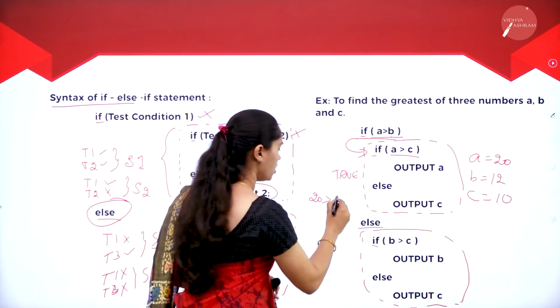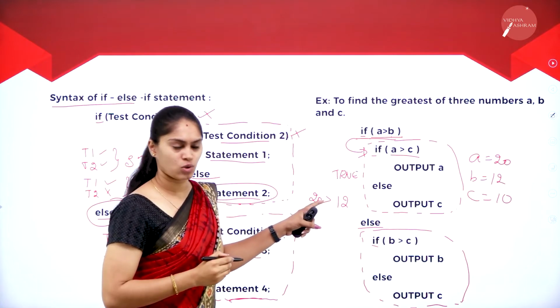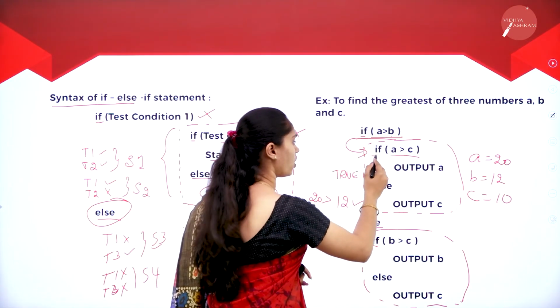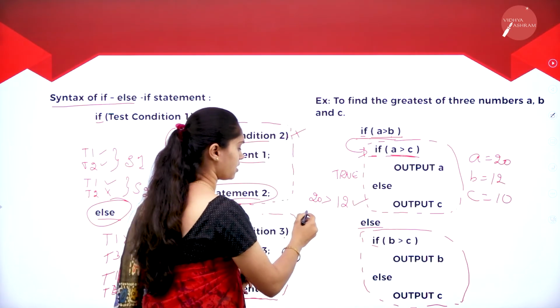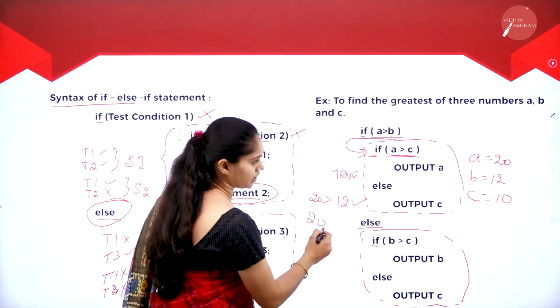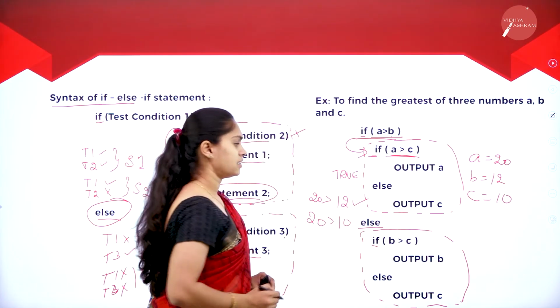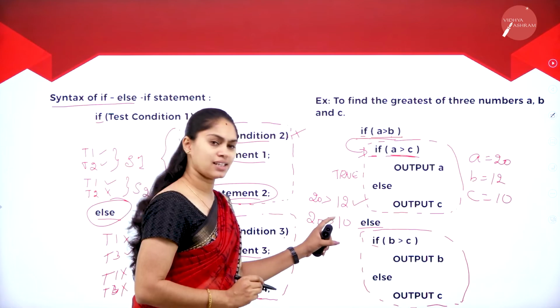What is the B value? 12. Is 20 greater than 12? True. If this is true, then it will come to the next one. That is, A is greater than C. Again, A value is 20 and greater than what is the C value? I have taken 10. Okay, is 20 greater than 10?